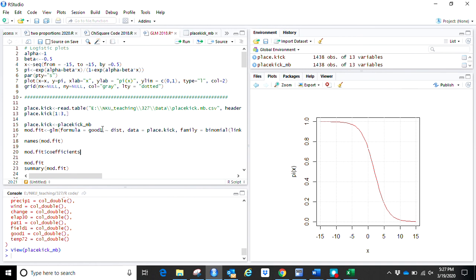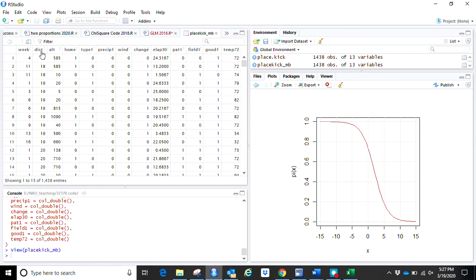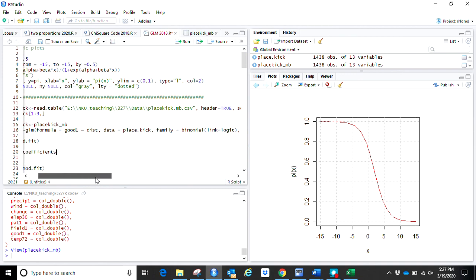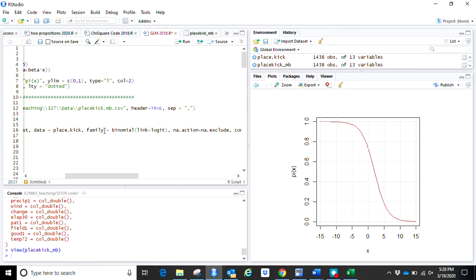And notice that I call it good1 and dist because that is what these are called in my data set. So dist and good1 are the names of those variables inside that data set. I need to make sure that those match whatever they're called in my data set. The data I want it to use is in my place.kick. Now the family is trying to figure out, in a sense, what main distribution I am going to be using. So what kind of random component do I have in my generalized linear model? We're going to be using the binomial.